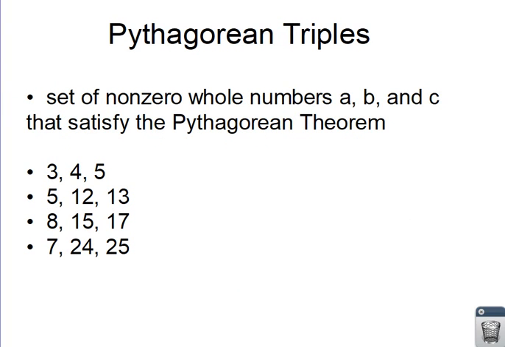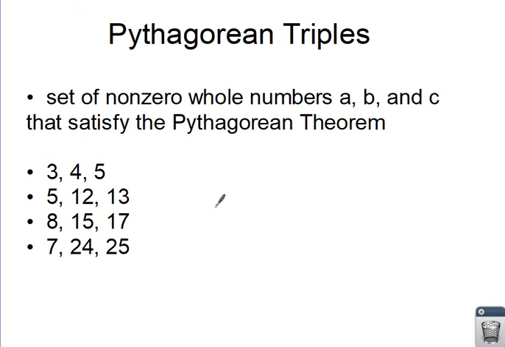Alright, Pythagorean triples. This is a set of non-zero whole numbers, a, b, and c, that satisfy the Pythagorean theorem. And this just happens to be a short list of it. There's a whole lot of these. But they're in order from a to b to c. C is always the biggest number. And all of these are non-zero, because you can't have a side of a triangle that's zero. They're whole numbers, because we could have other numbers that still work in the Pythagorean theorem, but these are whole numbers that work.